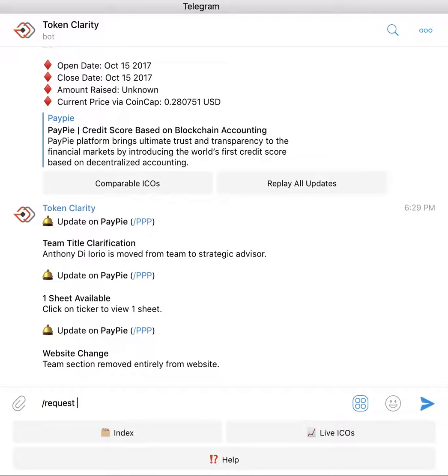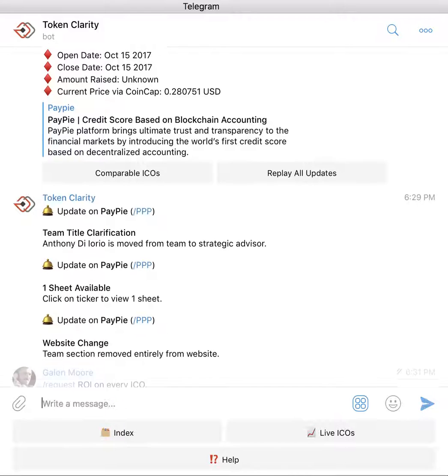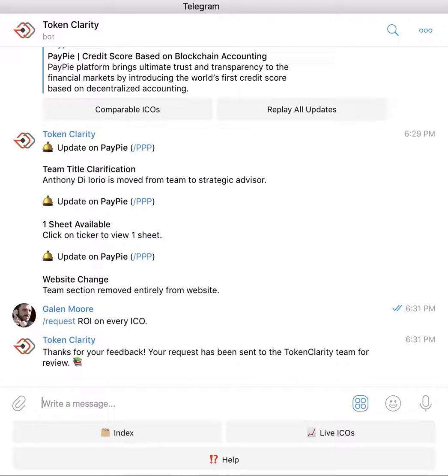So this is what our users in the private beta are using to let us know what they want to see, what they have a problem with, questions, etc. So I'll type one in right now. How about ROI on every ICO, period. So there you have it.